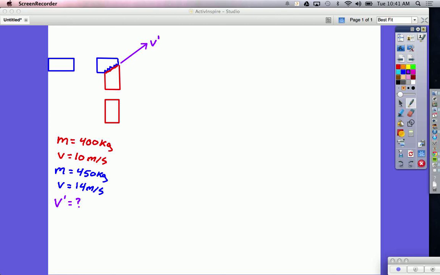Two cars are going to crash. The blue car is headed to the east. The red car is going north. They crash in the middle of the intersection, and they're going to move off together at some angle in a particular direction, and we're not sure what that is.